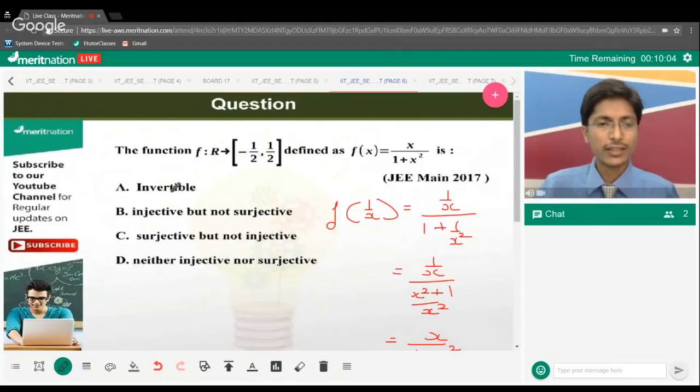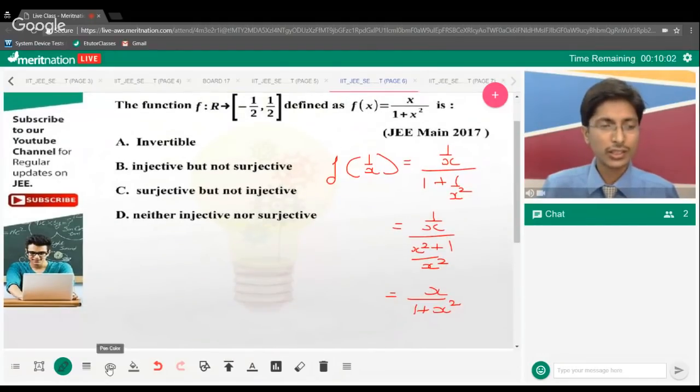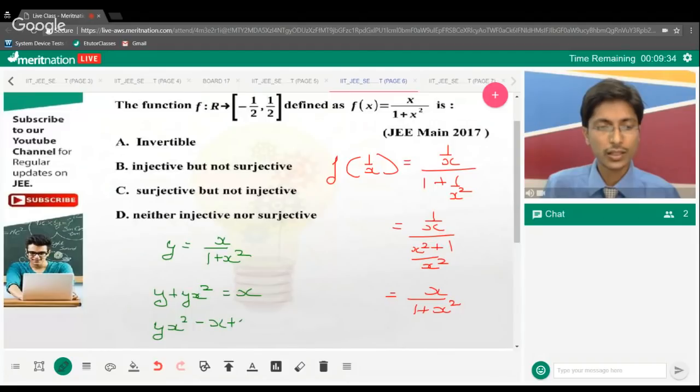So for finding range, we'll be using the traditional technique, wherein we'll be writing f(x) equals y equals x upon 1 plus x square. I'll take the term on the denominator to the left hand side. So that will be y plus y x square equals x. Bringing x on the left hand side, it's converting into standard quadratic, y x square minus x plus y equals 0.